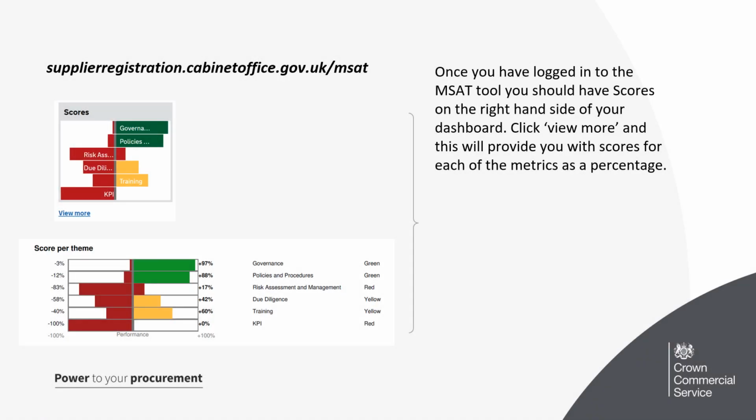Performance Indicator 1 correlates with your completed modern slavery assessment, which is available at supplierregistration.cabinetoffice.gov.uk/MSAT. Your scores are located on your dashboard by clicking View More, or on page 3 of the downloaded MSAT report. You will need these scores to complete this section.